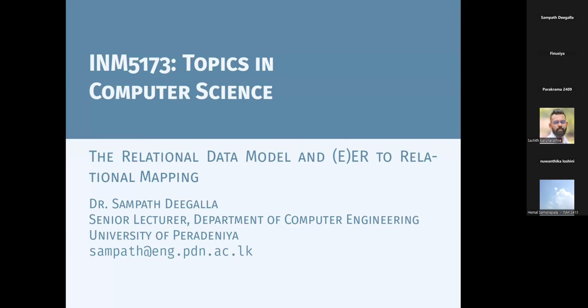So in today's session, we are going to focus on how you map relational data model into what we call relational schema. So basically, we'll discuss how to map ER into a relational mapping. When you discuss this one, there are a few steps we need to follow. So we will start with that one.